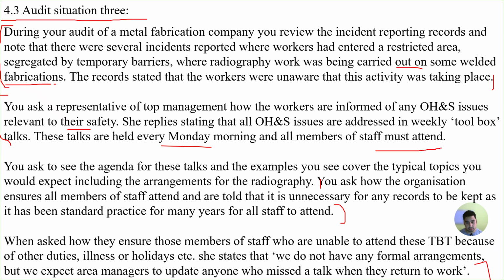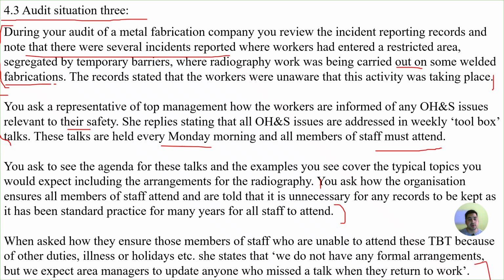So again, pause the video and think. Now I'm going to answer. It is an NCR, a non-conformity. I will let you know why it is a non-conformity. In this scenario, you can see that there are so many incidents. Several incidents were reported where people entered a radiography area where we have temporary barriers. First of all, the radiography area is a very high risk area, and the second thing is the control measures.